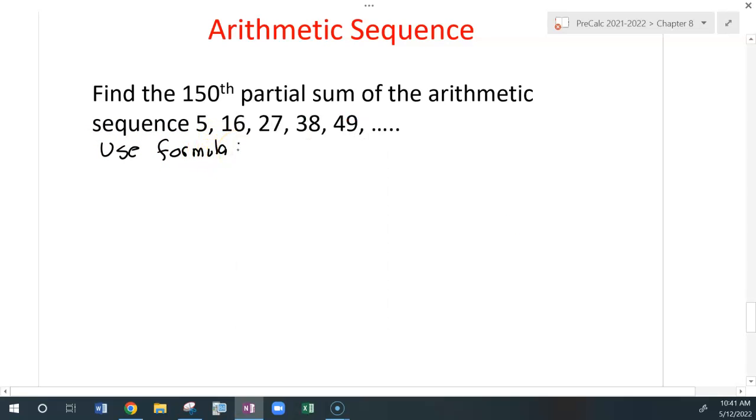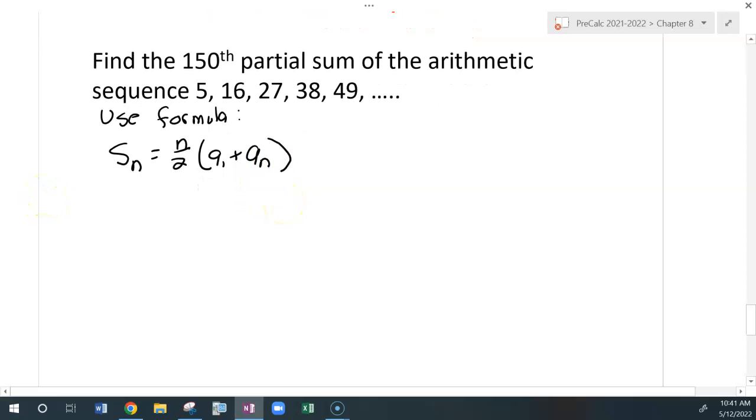And our formula is S sub n equals n over 2 times a1 plus a sub n. So let's see what I have. I have n, 150th partial sum means I want to have those first 150 terms of the sequence. So n here is going to be 150. A sub 1, that's right here, so a sub 1 equals 5. A sub n, that we don't have.